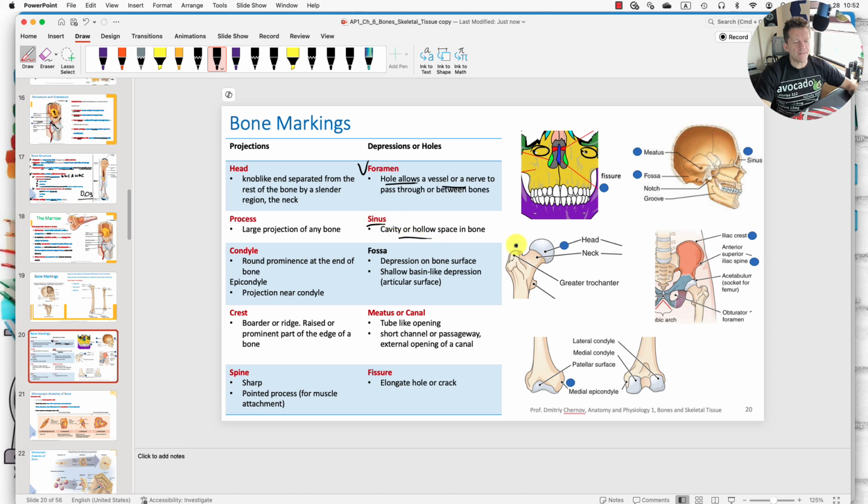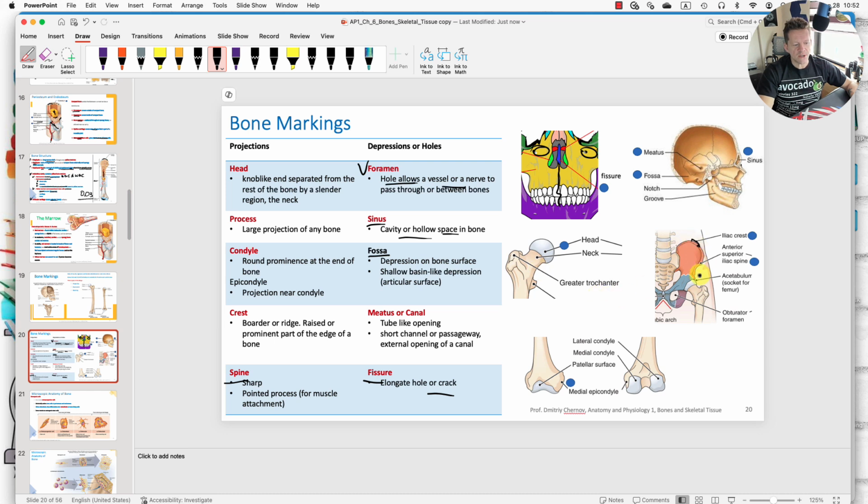Sinuses are just cavities in hollow spaces, like orbitals, right? Nasal sinuses, openings, hollow organs. Fossa, a depression in the tissue. Like here, this would be a fossa, right? Depression. Fissure, an elongated crack in the bone. Fissure. Spine, a sharp angle, right?